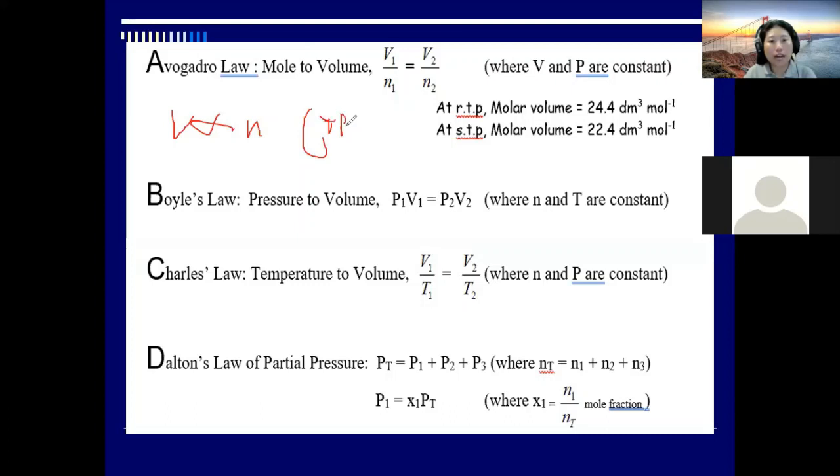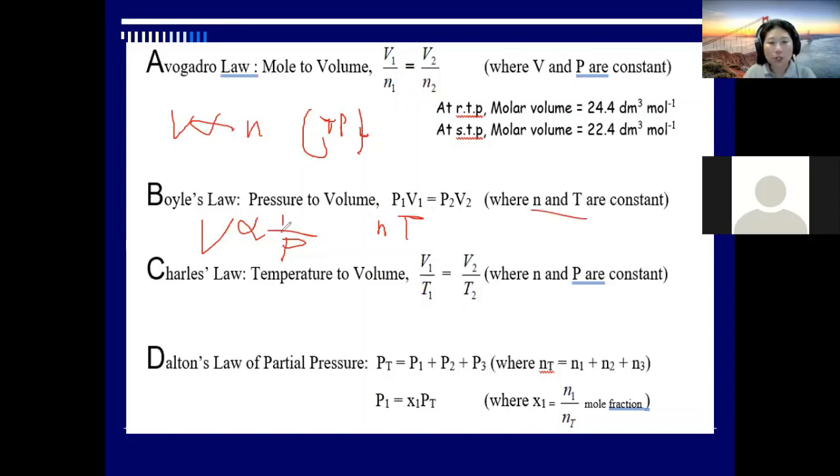Temperature and pressure are constant. I want to write constant here, just in brackets. So Boyle's law just says the volume occupied by a gas is inversely proportional to the pressure, providing the number of moles and temperature are constant.